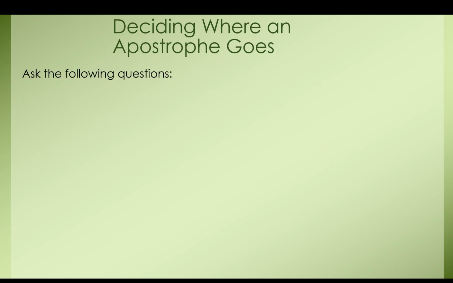So this is where you're going to decide where an apostrophe goes. If you can remember these two questions, they should work for you every single time, no matter what. So you're not sure whether or not to use an apostrophe. First, ask question one. Is the word possessive? Does it show some type of ownership? Does something belong to it?